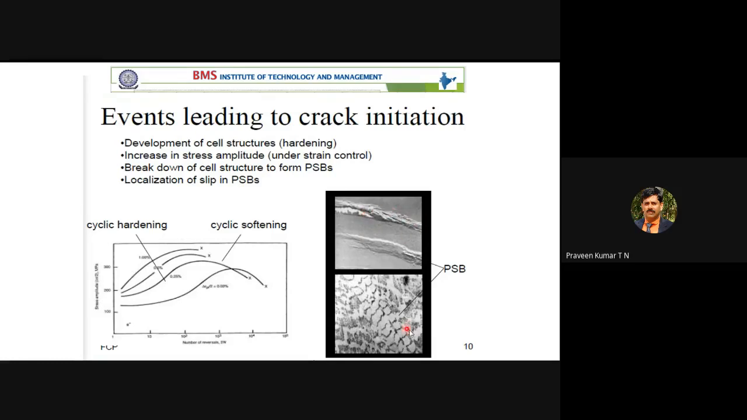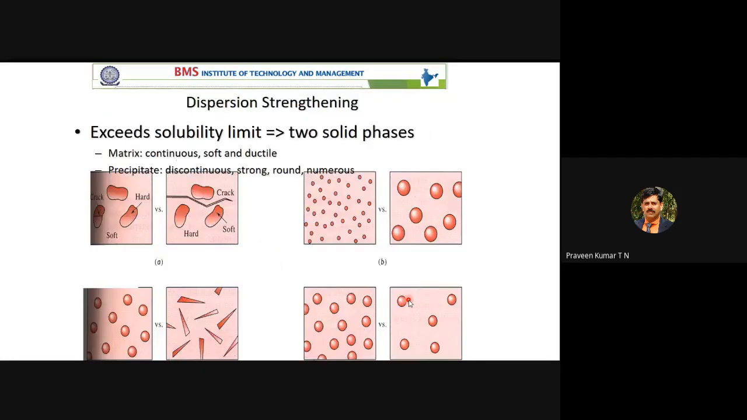Whenever it is subject to loading, your crack may take place at the micron level. It may be 0.1 micron or 0.2 micron that you can see. At a certain point, a crack will be generated or nucleated when the material is subject to fatigue loading. Then there is some method by which we can increase the strength of the material.